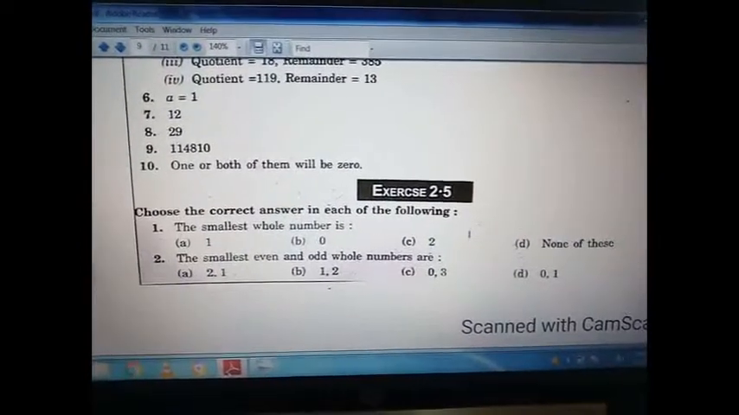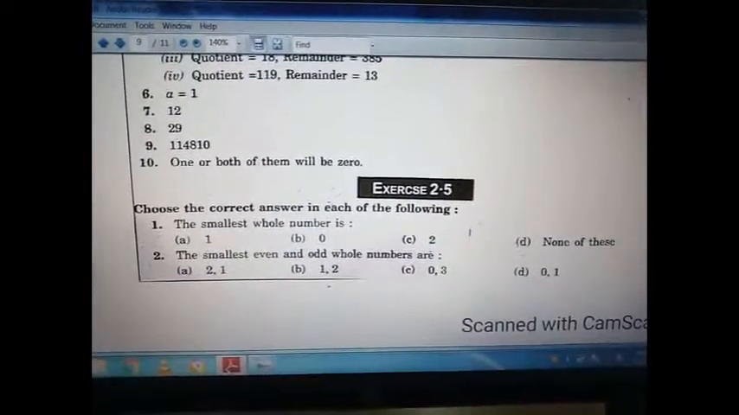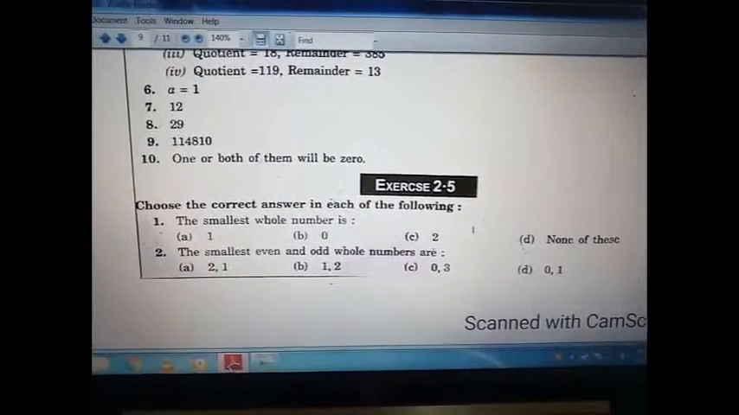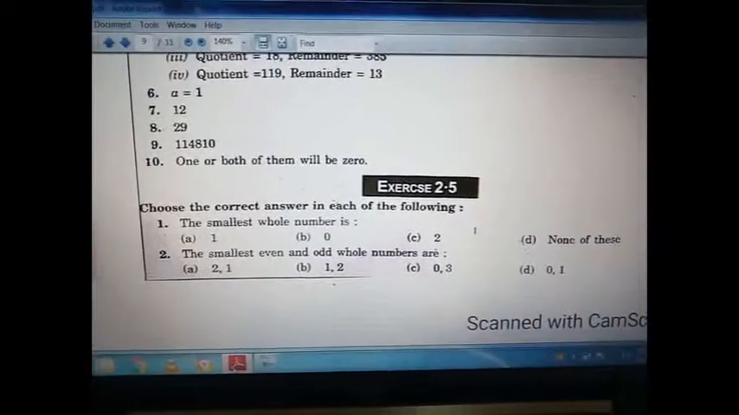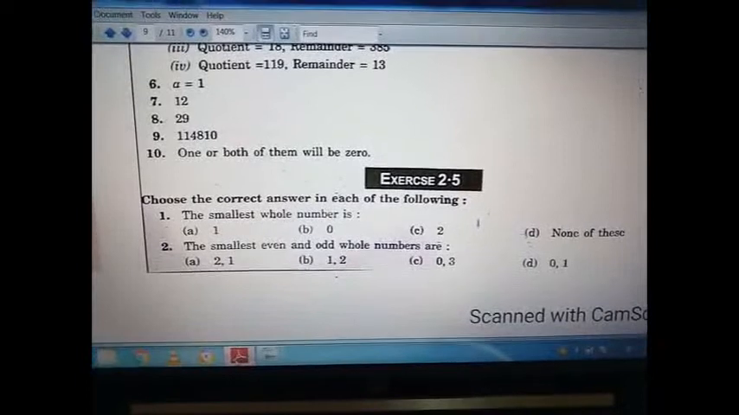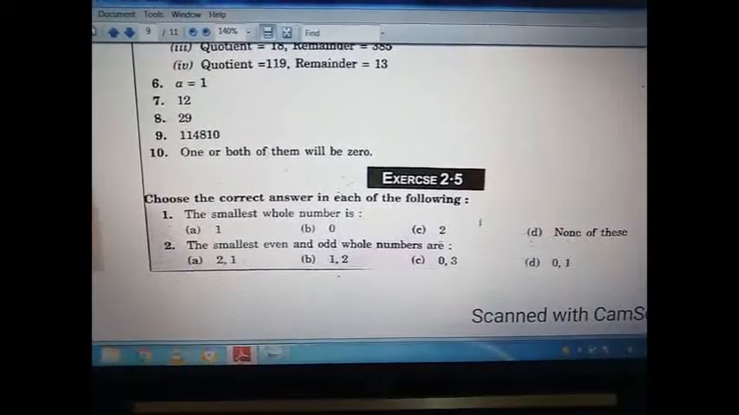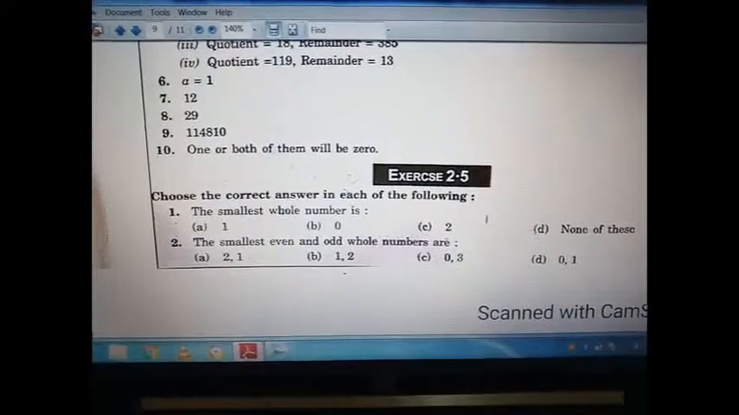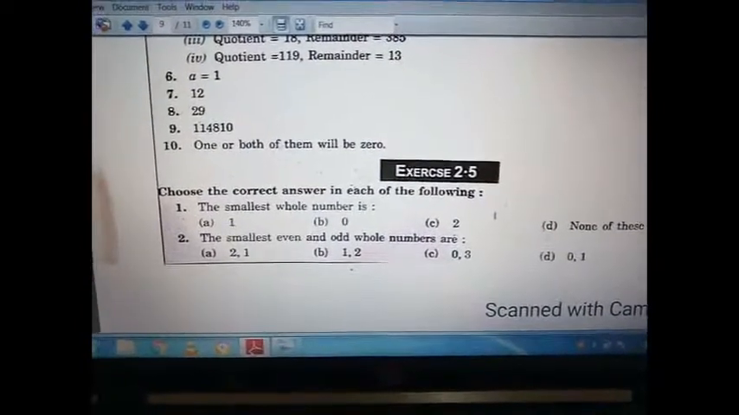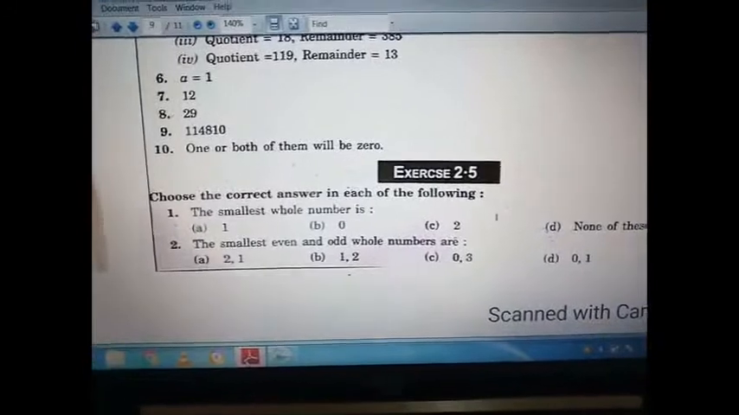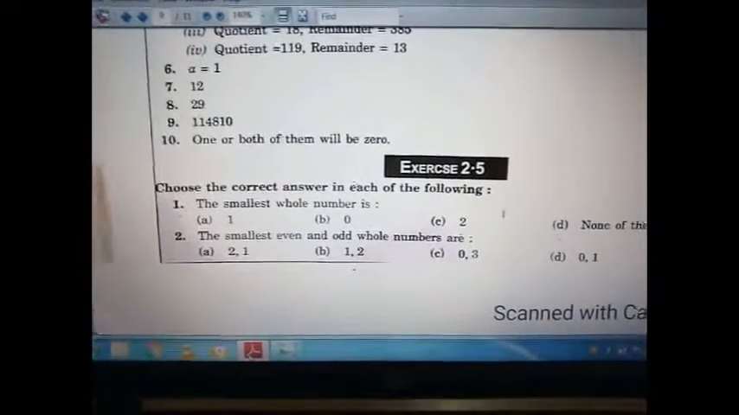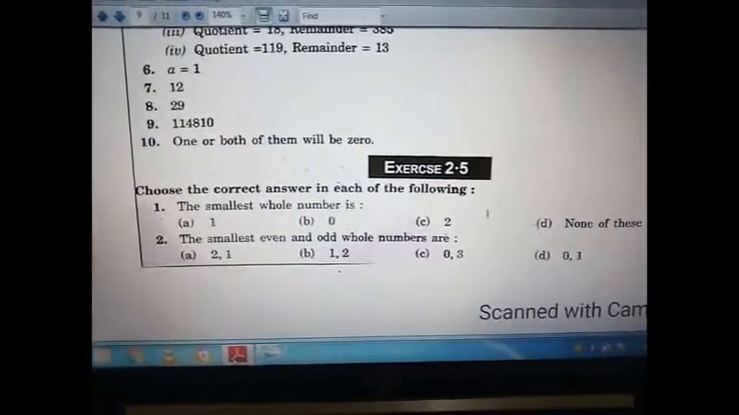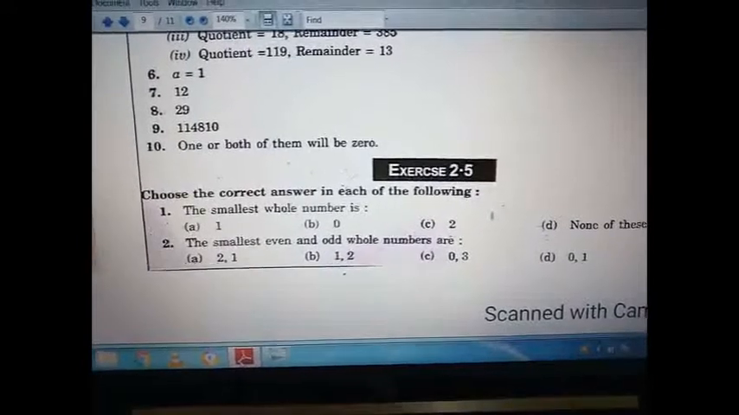The first question of this exercise is, the smallest whole number is 1, 0, 2, none of these. You know that the whole numbers usually start from 0 to infinite. So if it starts from 0, we can easily say that 0 will be the smallest whole number. Now question number 2, the smallest even and odd whole number are.